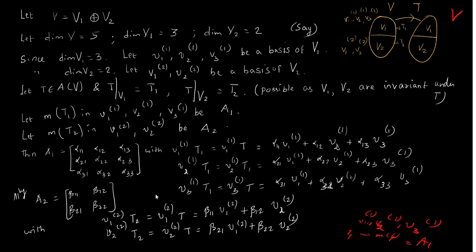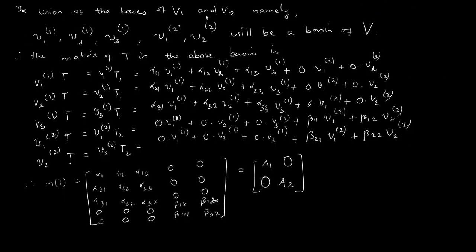Now what we need is the matrix of T, right? So that means we need to now combine the basis of V1 and the basis of V2. So together we have 5 basis elements, that's for capital V. So we have the union of the basis of V1 and V2, namely this will be a basis of V. Therefore the matrix of T in the above basis. Now this is the basis that we have. Whatever basis you have here, the same thing should come here also. That is the rule to obtain the matrix of T.